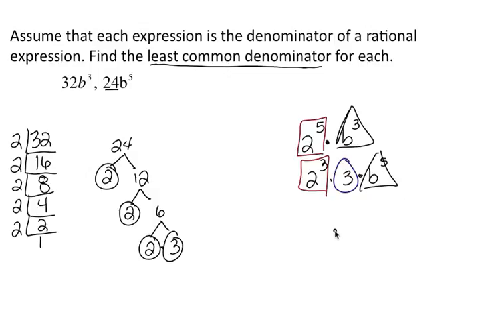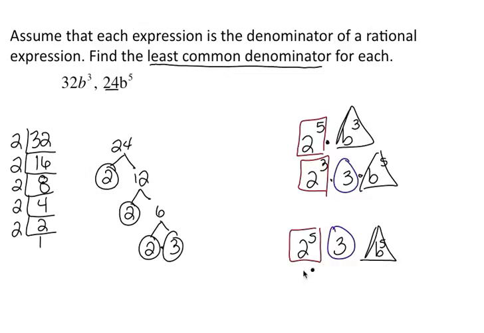So I need to take one from each group. I need to take the biggest one of the squares, the biggest one of the circles, and the biggest one of the triangle. So if I look at 2 to the 5th and 2 cubed, 2 to the 5th is the biggest number. Then I only have a 3 here, so I'm going to take that. And then b cubed and b to the 5th, b to the 5th is the biggest group.